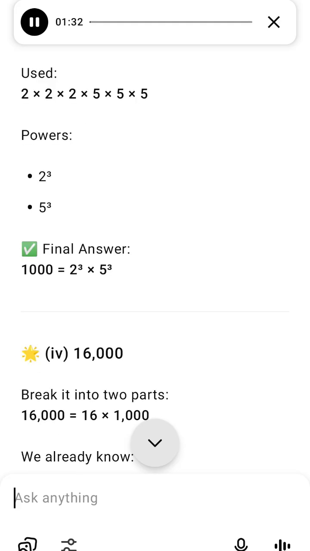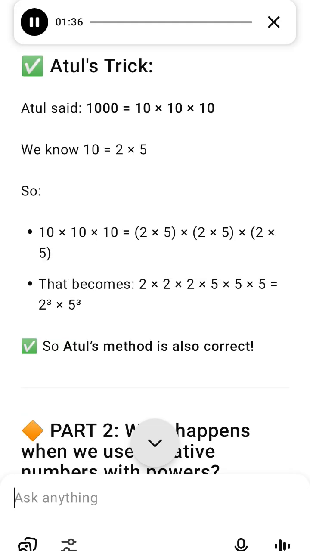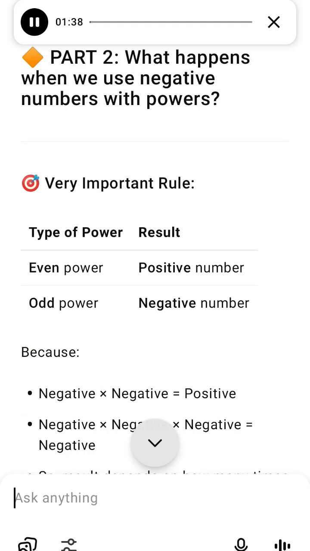4. Exponents (powers). An exponent tells how many times to multiply the base. Base equals the number you're multiplying. Exponent, how many times you multiply it. Examples: 2^3 equals 2 times 2 times 2 equals 8. 5^2 equals 25. a^5 equals a times a times a times a times a.